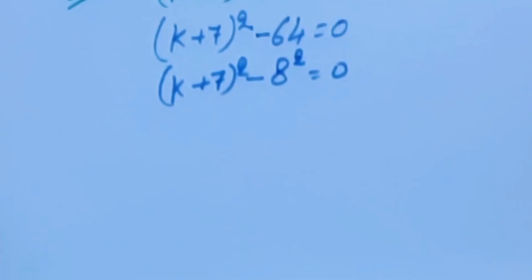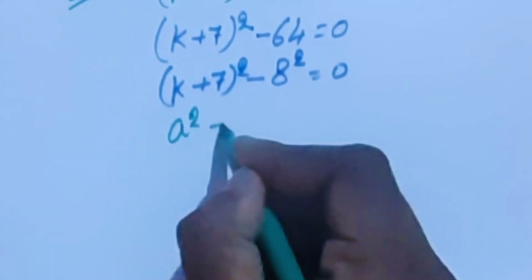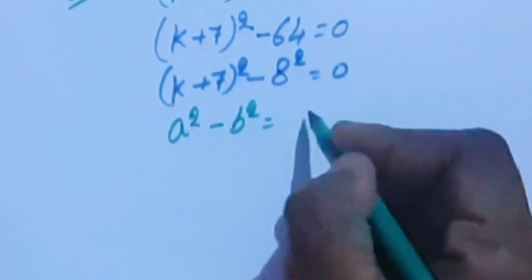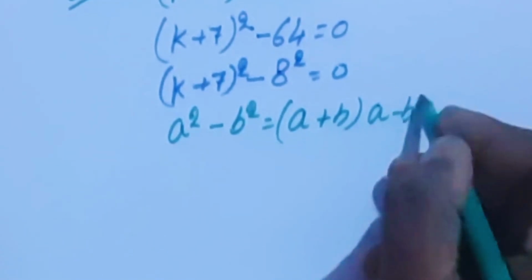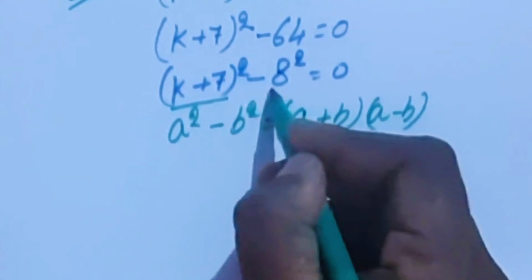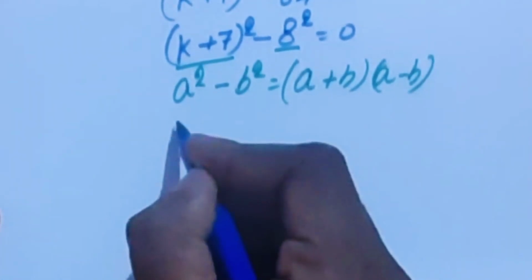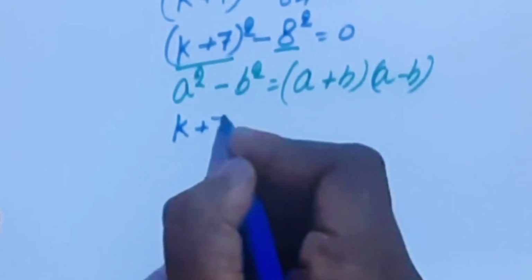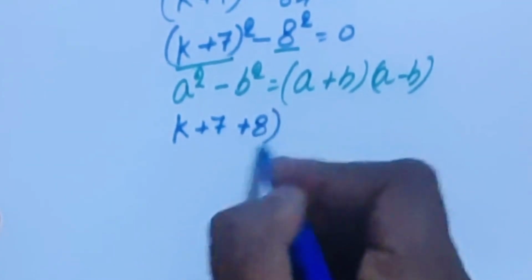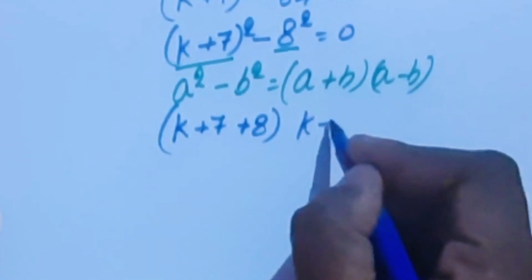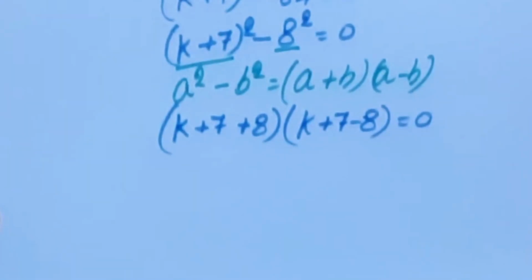Now here we are going to apply this algebra formula: a^2 - b^2 = (a + b)(a - b). This is considered a, this is b. So here (k + 7 + 8)(k + 7 - 8) = 0.